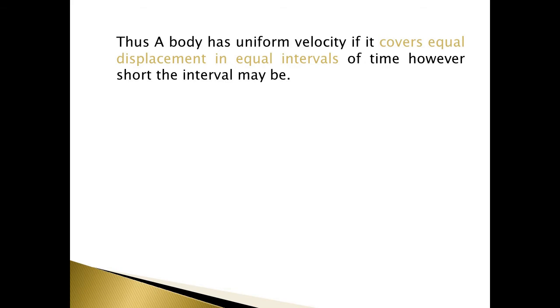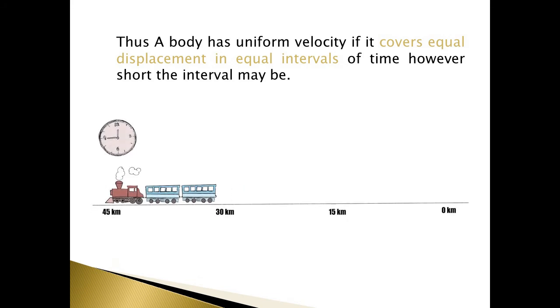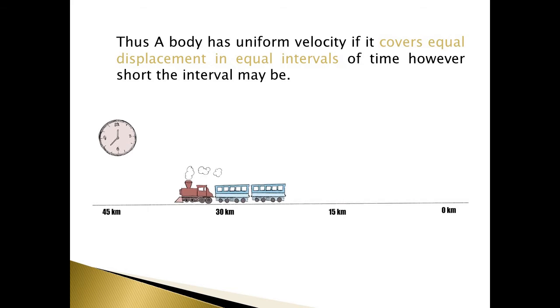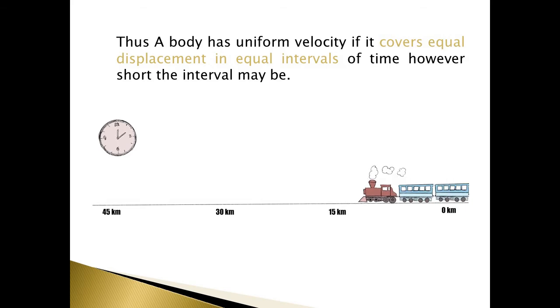Thus, a body has uniform velocity if it covers equal displacement in equal interval of time, however short the interval may be. For a body which covers equal distance in equal interval of time, that is uniform speed, and if a body covers equal displacement in equal interval of time, then it is uniform velocity. Here in this picture you can see a train is covering equal displacement in equal interval of time, then it would be called uniform velocity of the train.